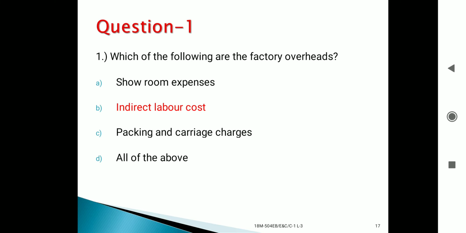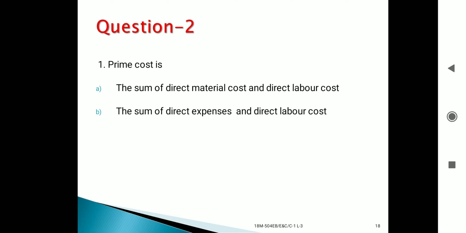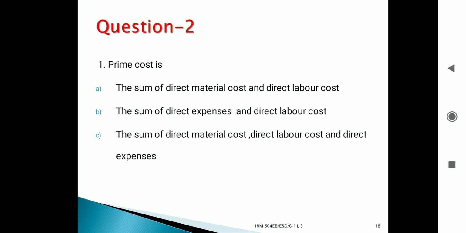So what is the answer? Indirect labor cost. What are factory overheads? Prime cost plus factory cost is known as factory overheads. Next, prime cost means the sum of direct labor cost, direct material cost and direct expenses.